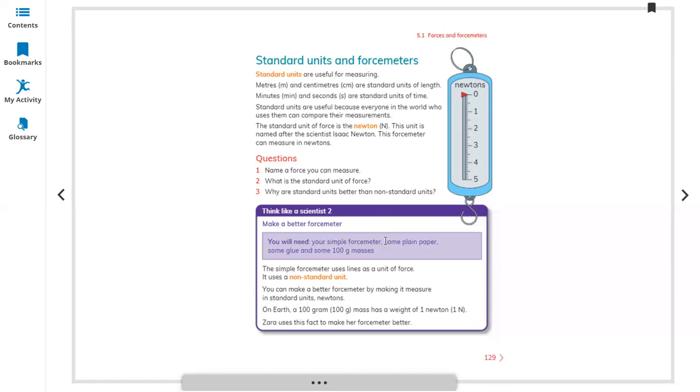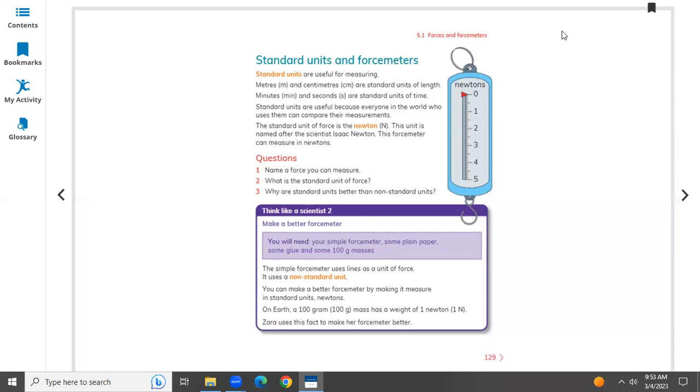The standard unit of force is the Newton, with a capital N. This unit is named after the scientist Isaac Newton. According to his name, we use Newton, like 5 Newton, 10 Newton, 20 Newton, for the force required to pull a book or different things. This force meter can measure in newtons. Actually, this is the accurate shape of a force meter.